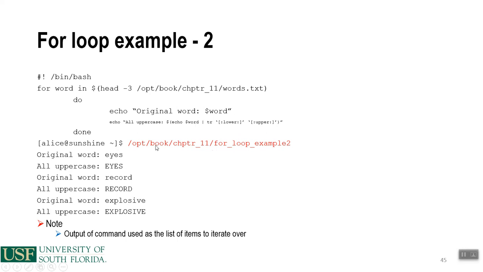If you run this script, the original word is eyes, and it prints out eyes first. Then it prints out all uppercase. Then the next original word is record, and it prints out all uppercase. And the next original word is explosive, and then all uppercase for explosive. Note that the output of the command is used as the list of items to iterate over. So you iterate through all of the items in that particular list. In this case, it's a list of words.